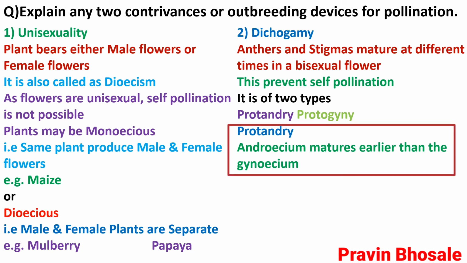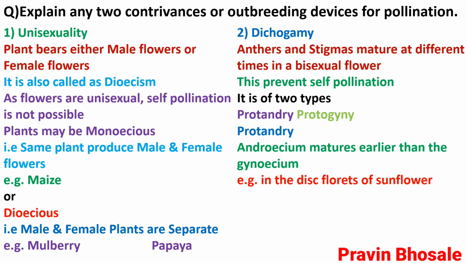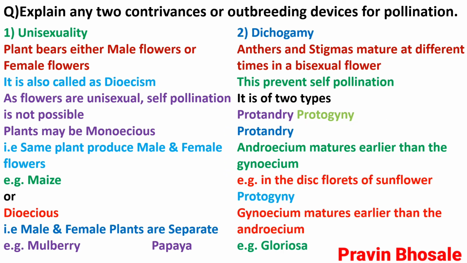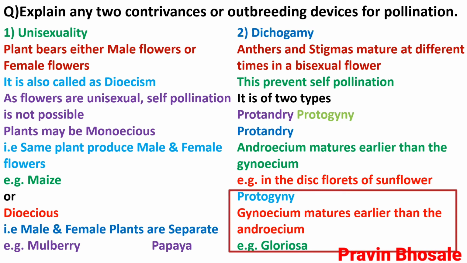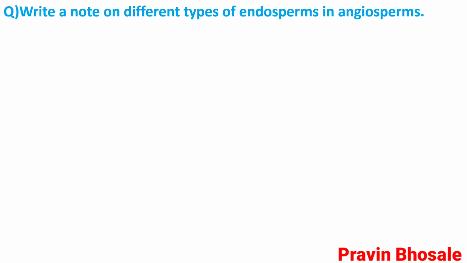In protandry, androecium matures earlier than the gynoecium. Example, disc florets of sunflower. Protogyny, gynoecium matures earlier than the androecium. Example is gloriosa. Write a note on different types of endosperm in angiosperm.